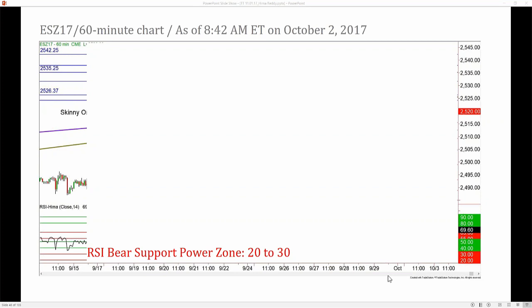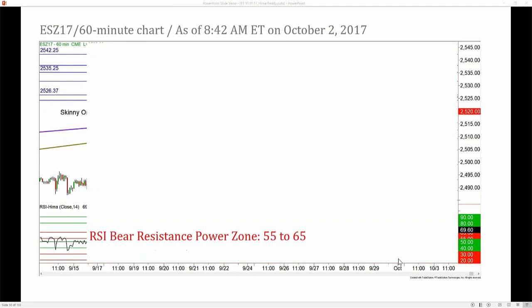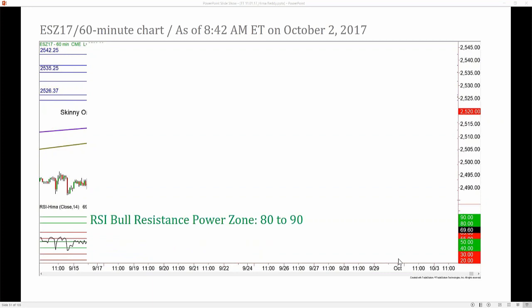I want to see my focus on the RSI, but I want to know when it enters or exits one of these zones, okay? So the bottom two red lines are the bear support zone, 20 to 30. The next two lines, which are green, are the bull support zone, 40 to 50. Beyond that is the bear resistance zone, 55 to 65. And then last but not least, the upper two lines, which obviously then are going to be further away, are the resistance power zones, bull resistance power zone, 80 to 90. So let's see how this unfolds.